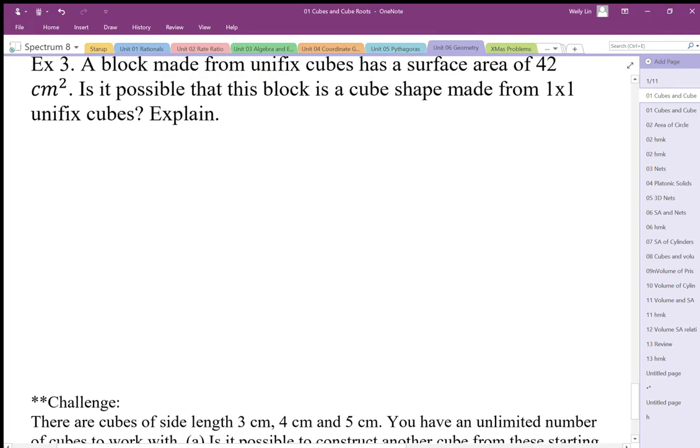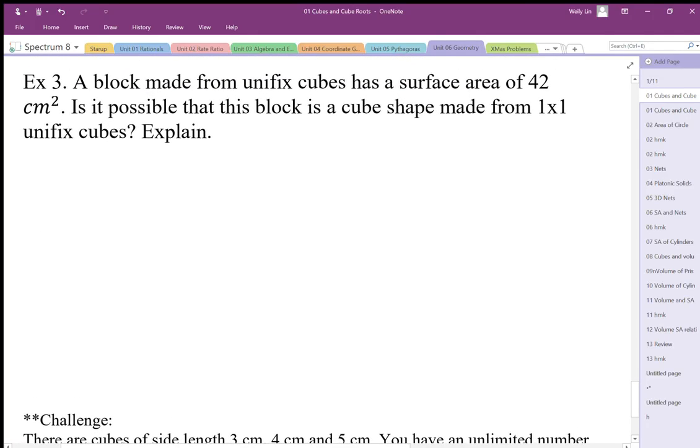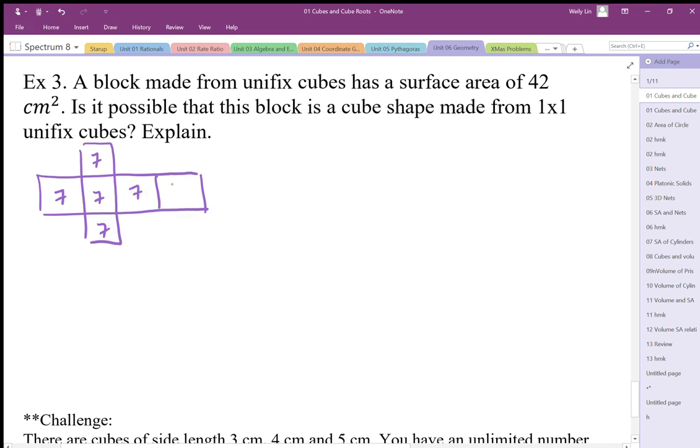So this last problem here is going to be talking about a block made of Unifix cubes. It has a surface area of 42 centimeters squared. So we'll do the same thing. We want to know what the square sides look like in terms of their area. So again, I'm going to have my net. And if the surface area is 42, I know that if I divide by 6, every square surface is 7 squares. So is it possible to make this block from 1 by 1 Unifix cubes?